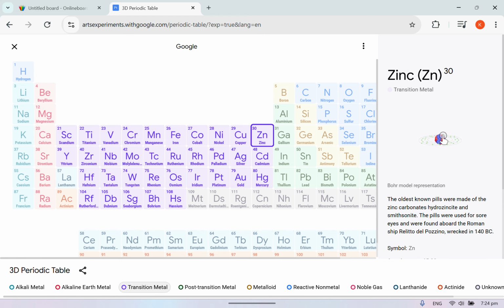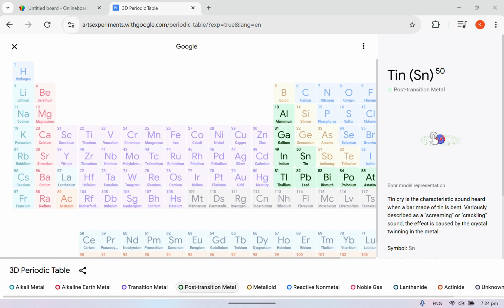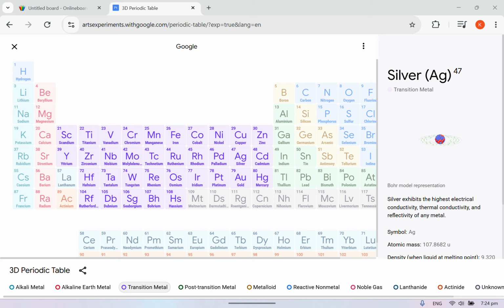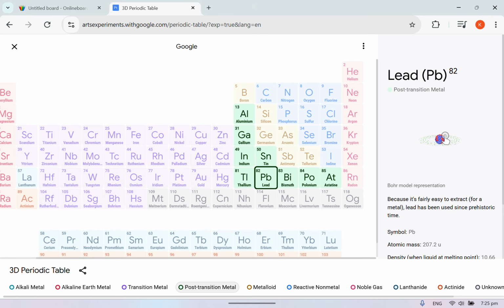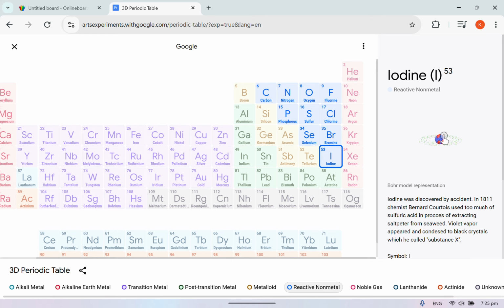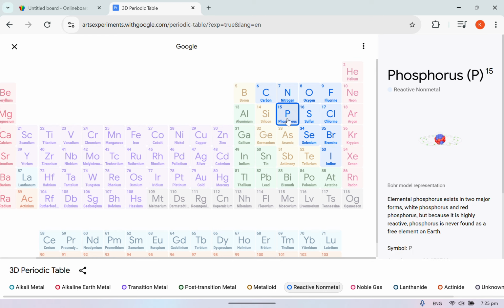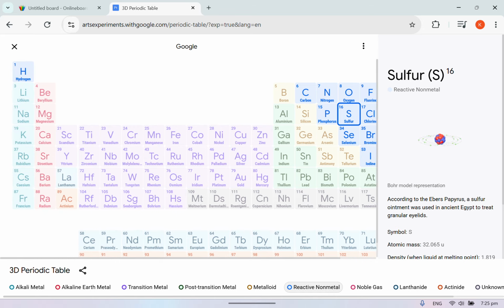Zinc, solid at room temperature and pressure as well, Zn. Copper, Cu. Tin, Sn. Silver, Ag. And lastly, Pb, lead. Now these are all solid at room temperature and pressure. Okay? And carbon, which is solid at room temperature and pressure. Iodine, which is also solid at room temperature and pressure. Phosphorus, solid as well. Sulfur, also solid at room temperature and pressure. So these are all the solids at room temperature and pressure.